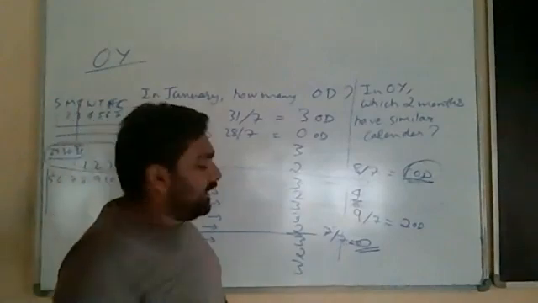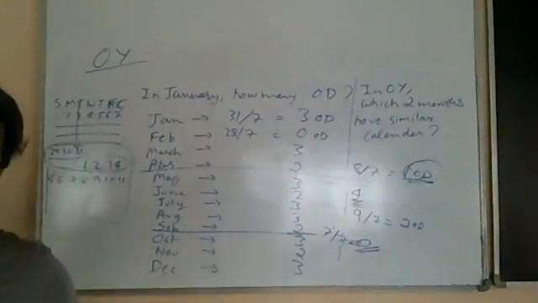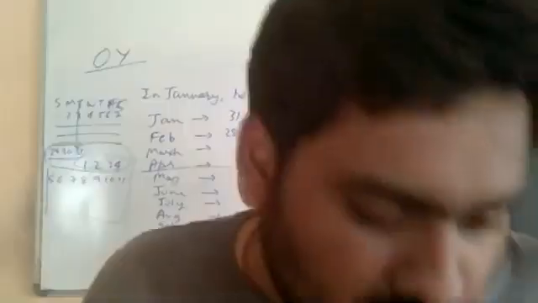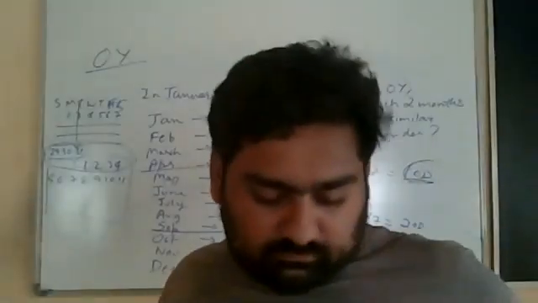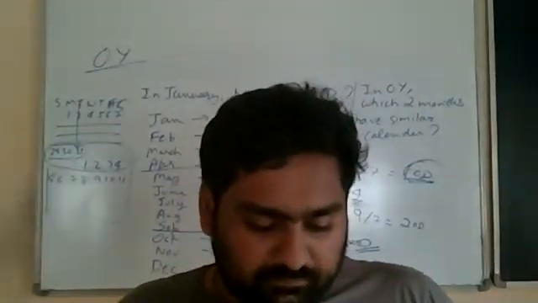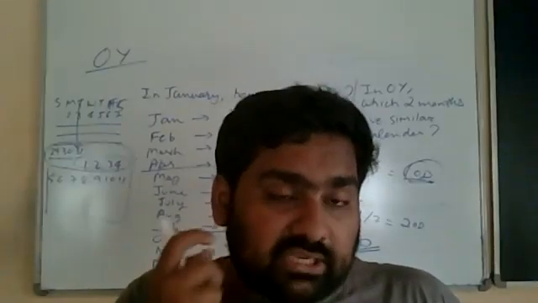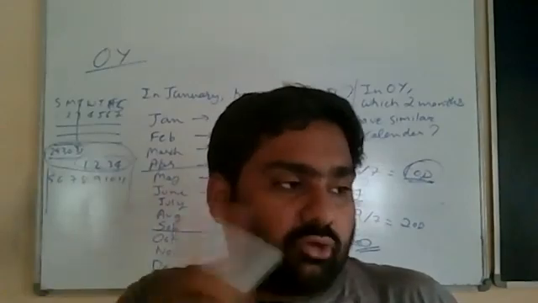So tell me, in October, which is the first day? Which day is it? Tuesday. January, which was the first day? Tuesday. Check the January calendar and the October calendar and see, they look the same. Like the same.